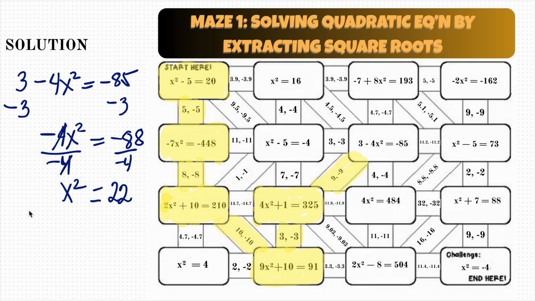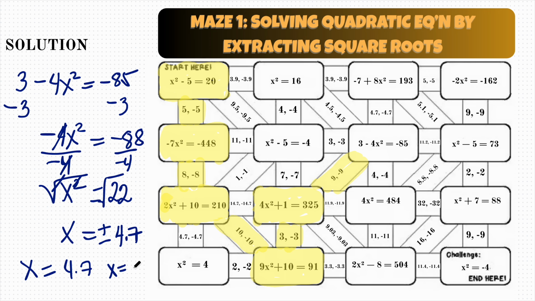Okay, so we have x squared equals 22. Now, when we get the square root of both sides, we cancel the square. The x would be the square root of 22. So what is the square root of 22? When you type it into your calculator, the answer is x equals positive 4.7, or x equals negative 4.7.